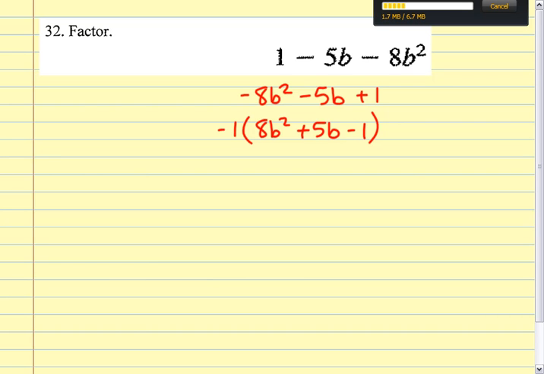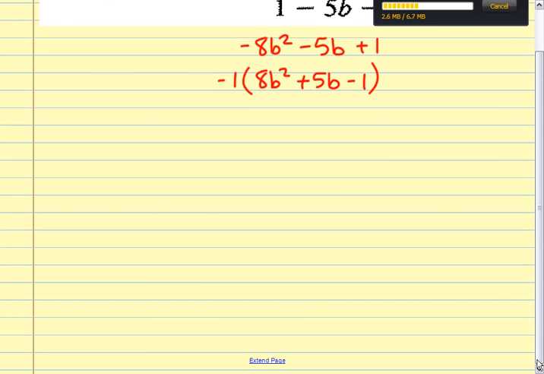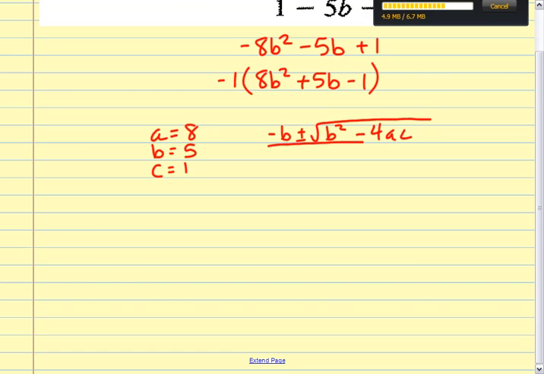Okay, folks, now when we left off, we had gotten it in the right order. We got rid of the negative, so now we know that A is going to equal 8, B is going to equal 5, and C is going to equal 1. Okay? Now, write the quadratic formula, minus b plus or minus the square root b squared minus 4ac all over 2a.